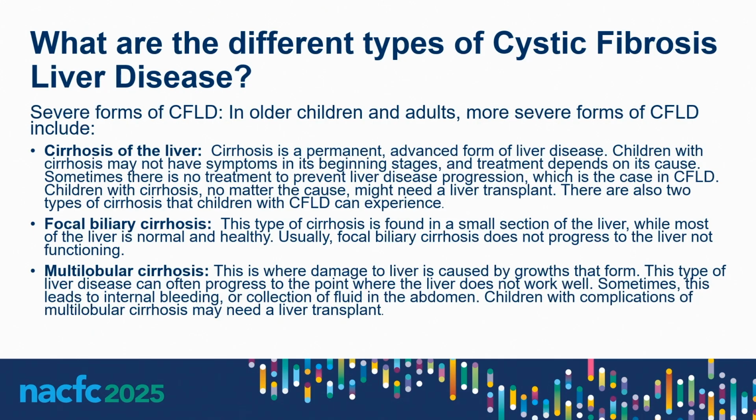And then there's multilobular cirrhosis. This is where damage in the liver is caused by growths that form. This type of liver disease can often progress to the point where the liver does not work well. Sometimes this leads to internal bleeding or collection of fluid in the abdomen. Children with complications of multilobular cirrhosis may need a liver transplant in the future.